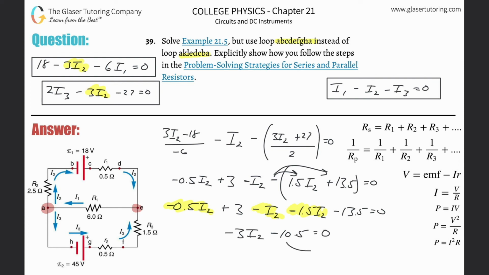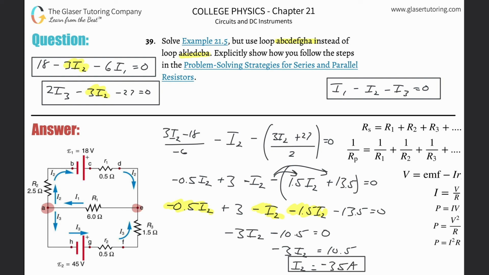So now what we've got to do is bring that 10.5 on over to that side. So we're going to have negative 3 I2 equal to positive 10.5. Divide both sides by negative 3. And we're going to realize that I2 will work out to be 10.5 over negative 3, and that's negative 3.5. All right, so now I2 is negative 3.5 amps.